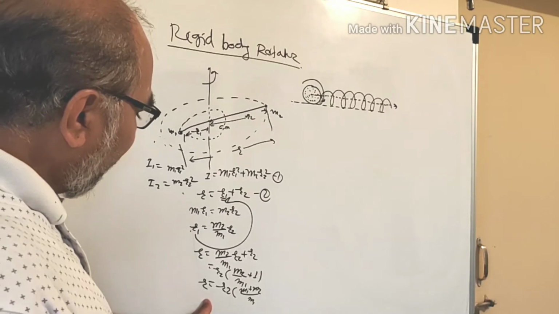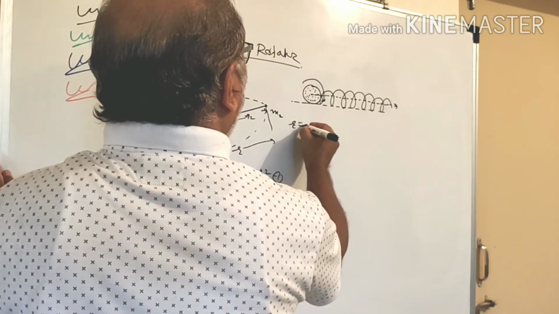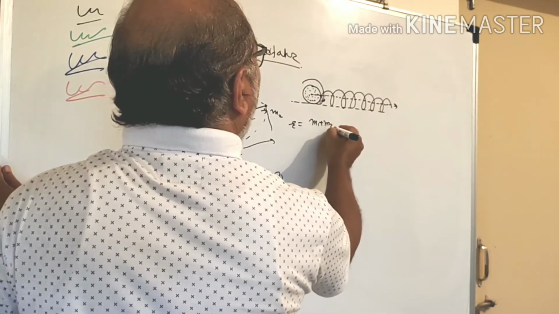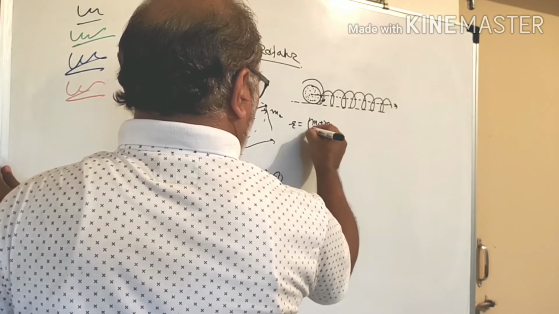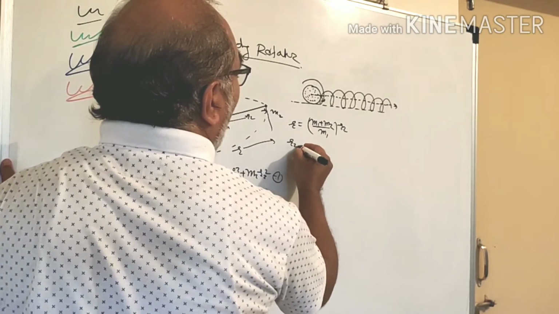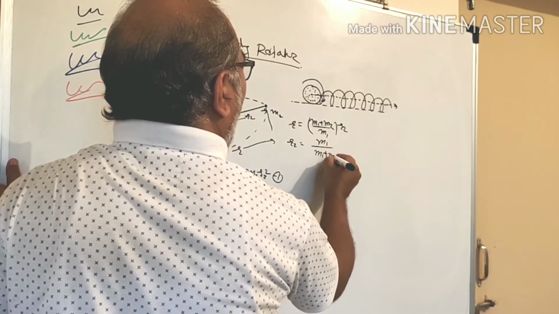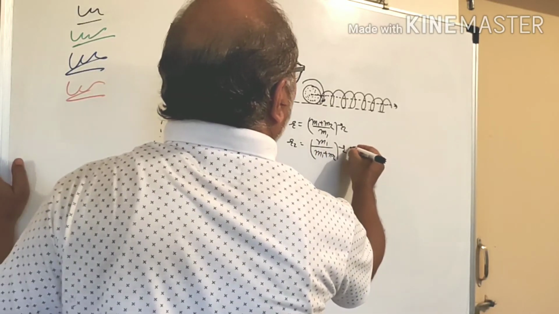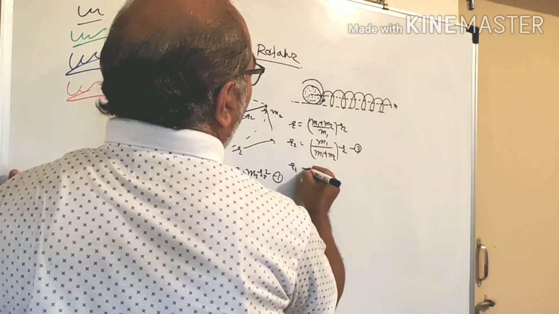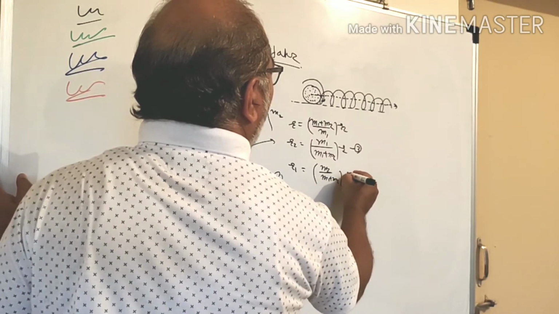Okay, so r is equal to m1 plus m2 divided by m1 into r2, and therefore the value of r2 is equal to, you transfer here, m1 divided by m1 plus m2 into r. Okay, so this is equation 3. Now the value for r1 is equal to m2 divided by m1 plus m2 into r.